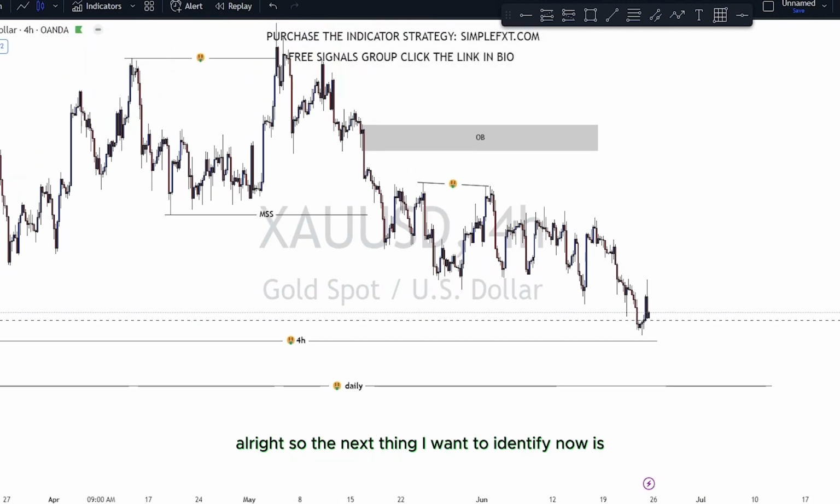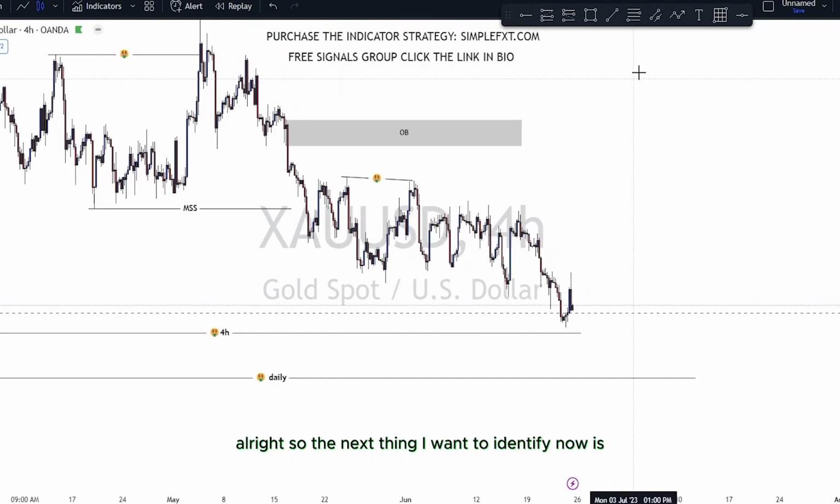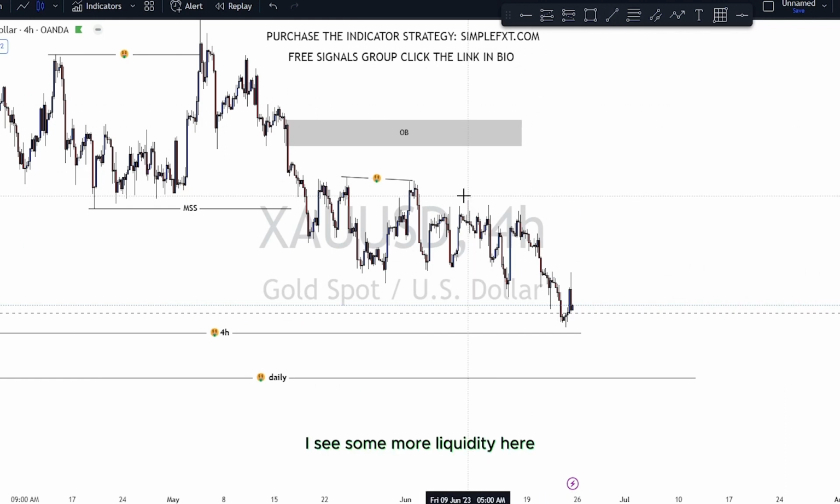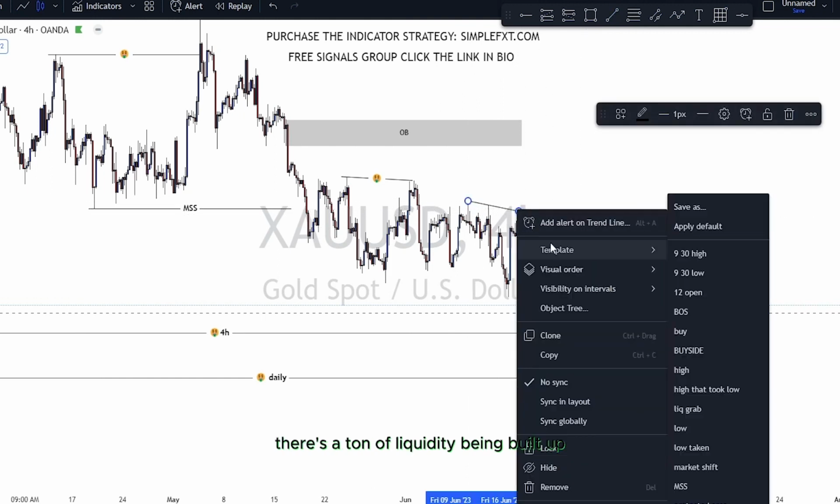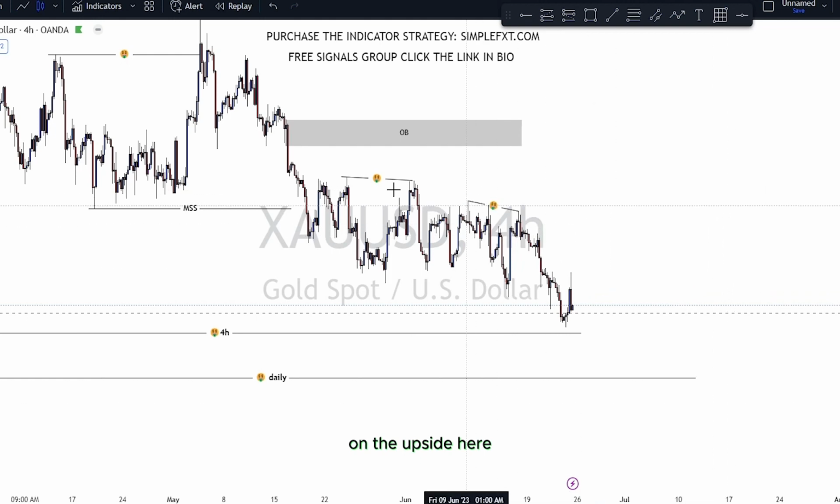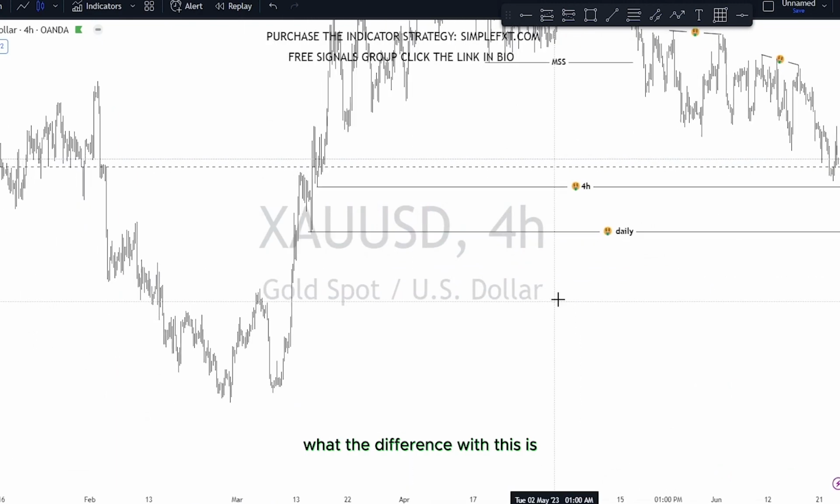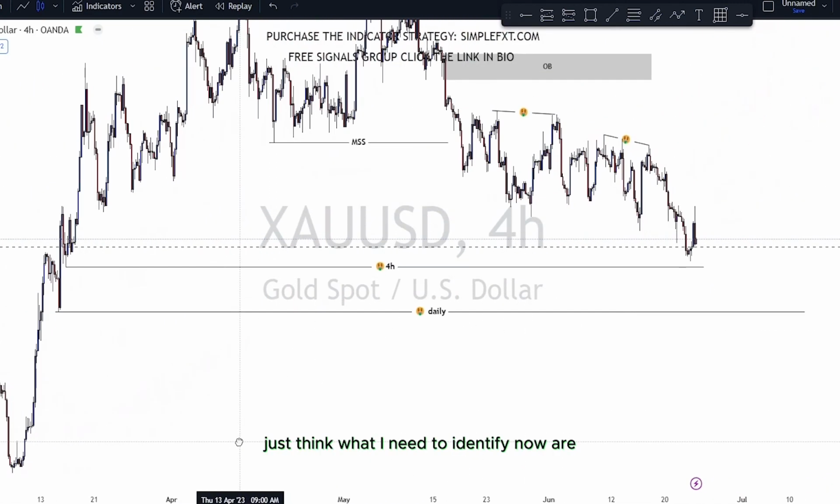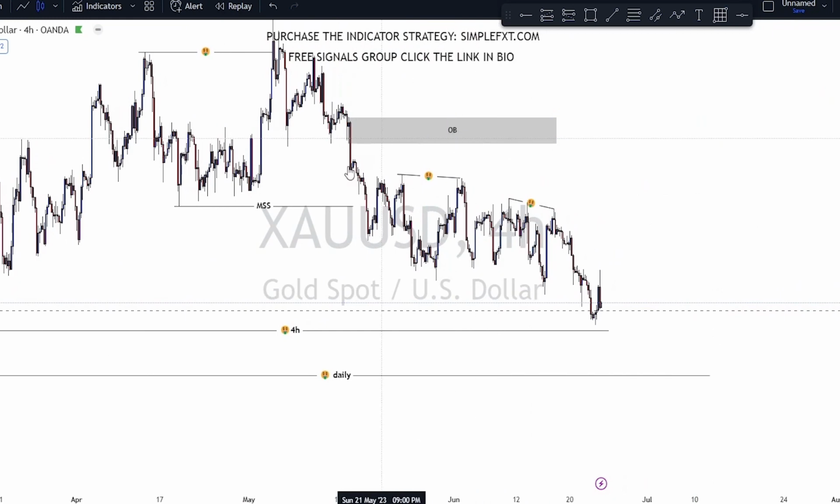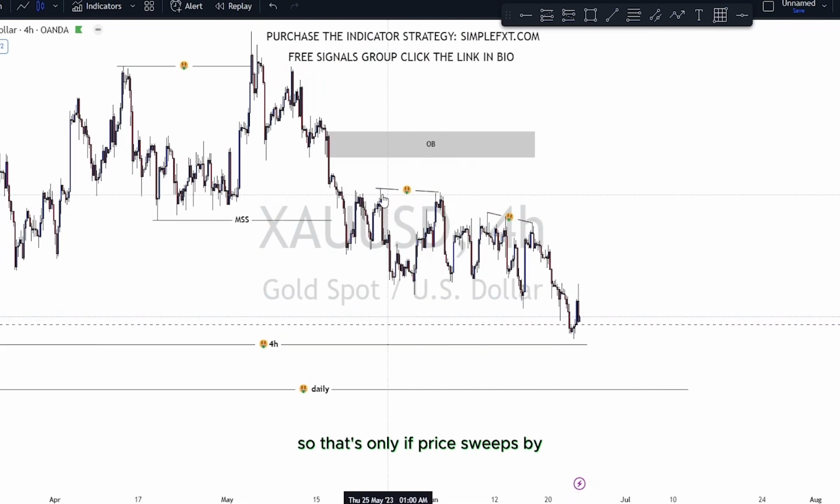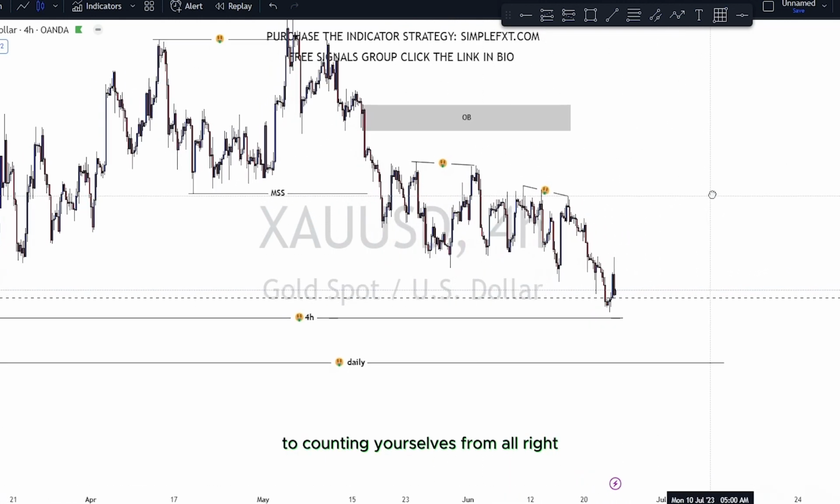so the next thing I want to identify now is, wait a minute, I see some more liquidity here. So now all I'm noticing is there's a ton of liquidity being built up on the upside here. So there's a ton of buy side at this point. But the difference with this is, just in case, what I need to identify now, all right, let me retrace. So as you can see here, I have an order block right here, right? So that's only if price sweeps buy side. I have this order block to continue sales from, correct?